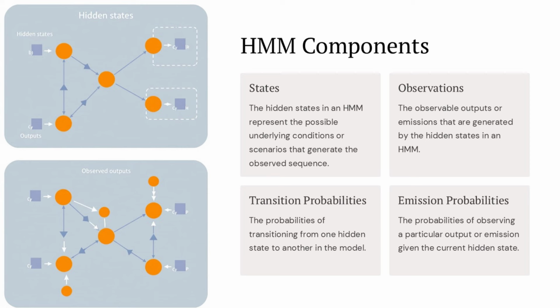The transition probabilities govern how the model moves between the hidden states over time. The emission probabilities determine the likelihood of observing a particular output given the current hidden state. Understanding these core HMM components is crucial for modeling and analyzing sequential data with unobserved latent structure.